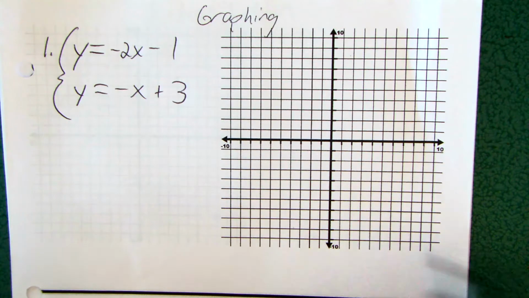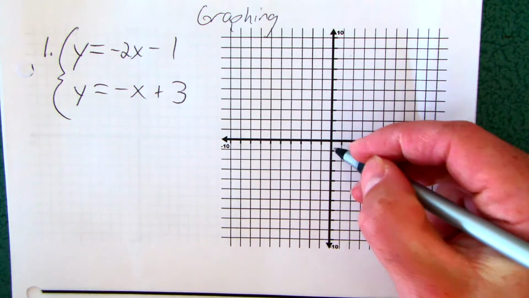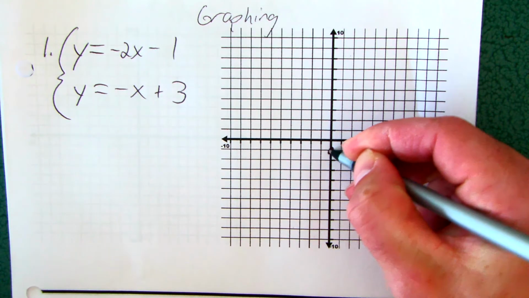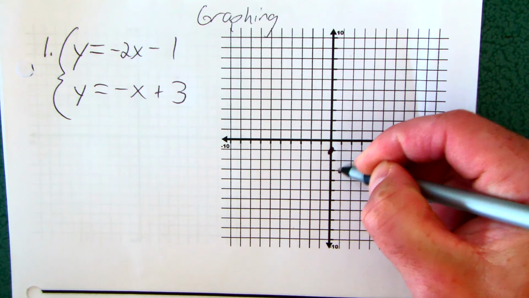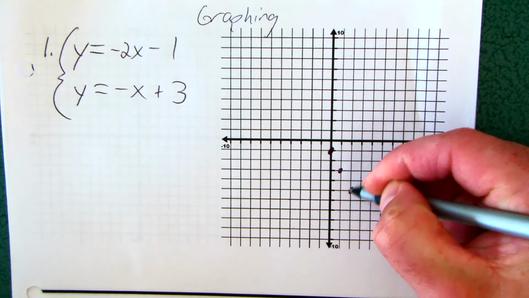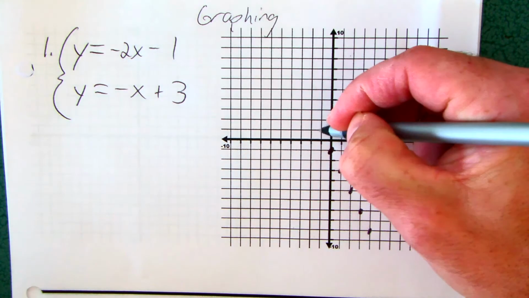But anyway, we're just going to graph our two lines. So y equals -2x minus 1. We got our y-intercept at -1 and a slope of -2. So I'm going to go down 2, right 1, down 2, right 1. Keep that pattern going. We can go up 2, left 1.